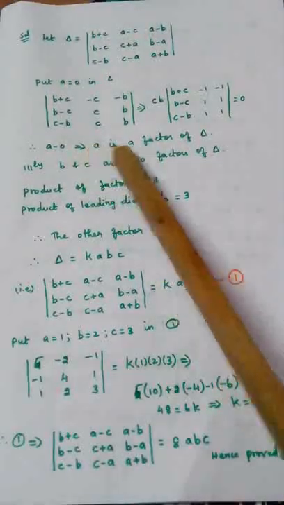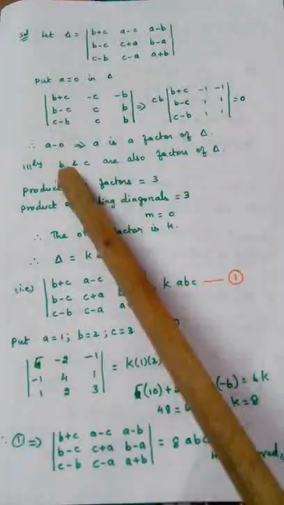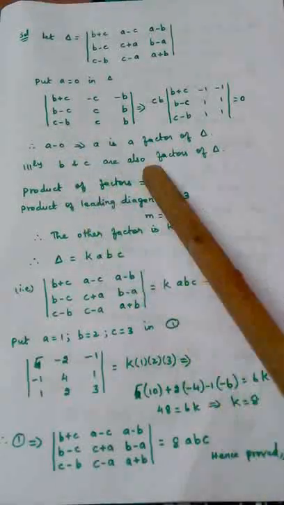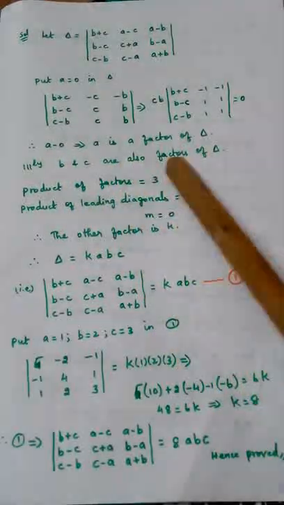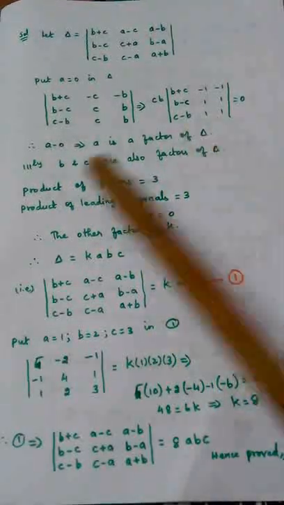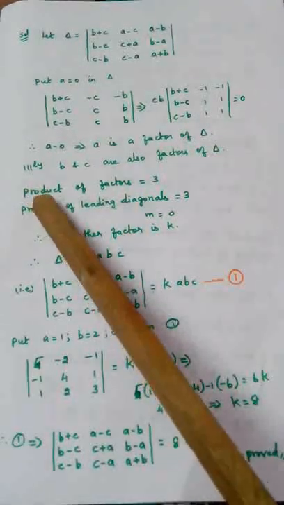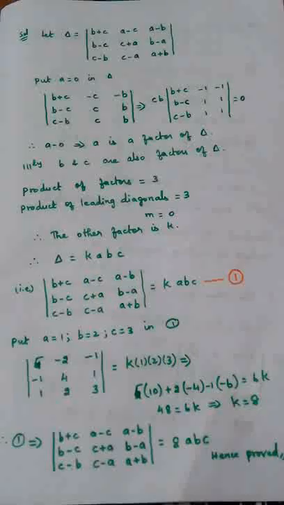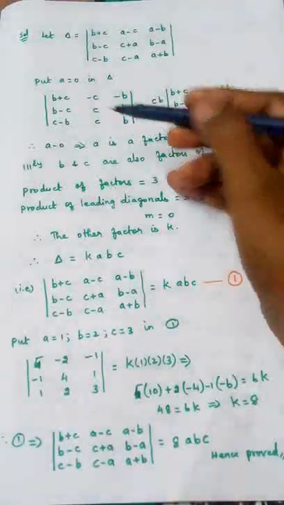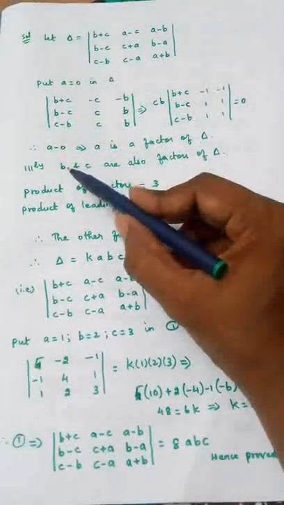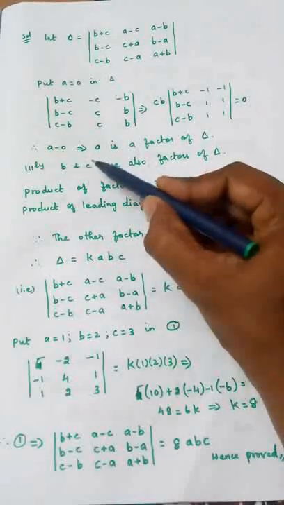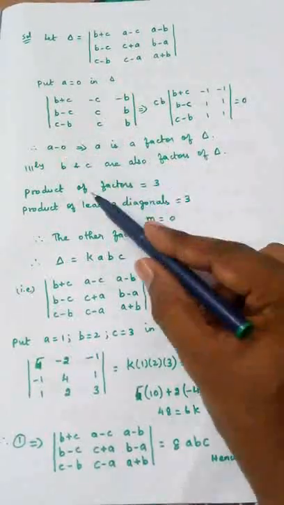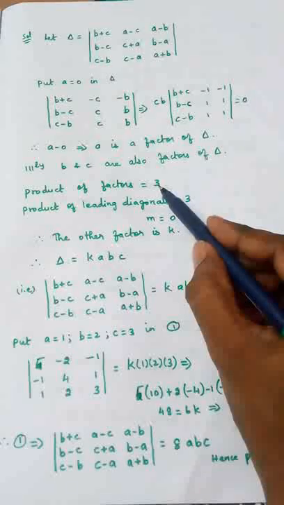Only one thing we have proved, A is a factor. The other two we are just writing like that. You can even check whether it is right or not. Similarly, B and C are also factors of delta. Now calculate the product of factors. How many factors did we find out in total? First factor is A, second one is B, third one is C. So power 1, power 1, power 1, 1 plus 1 plus 1. Product of factors is 3.